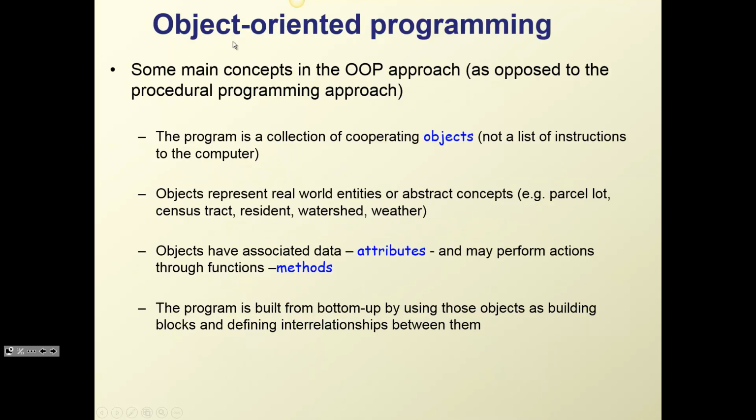Back to this term, object-oriented programming. When you think in terms of object-oriented programming, the program is, instead of being a set of procedures and variables, a collection of cooperating objects. Objects can represent real-world entities or abstract concepts. The objects could be parcels, they could be census tracts, they could be watersheds, and the objects have associated attributes and functions that we call methods when they're associated with objects. A different paradigm for the way that you look at a program.